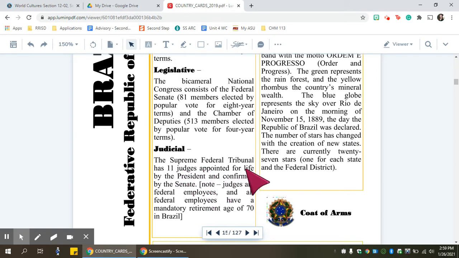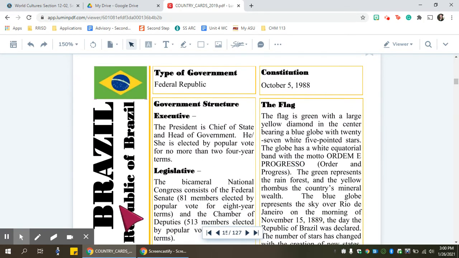Being a judge for life is a little bit different than what we have here. Note, judges are federal employees, and all federal employees have a mandatory retirement age of 70. So since it says that they are appointed for life by the president, that only extends up to 70, where they are forced to retire. Now, our Constitution was made on October 5th, 1988. So that's pretty recent if you think about it.